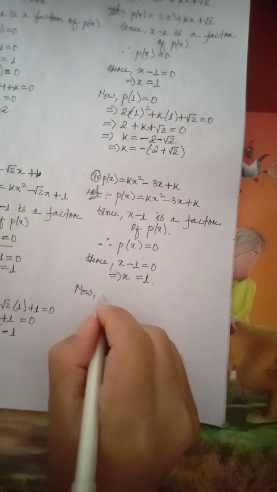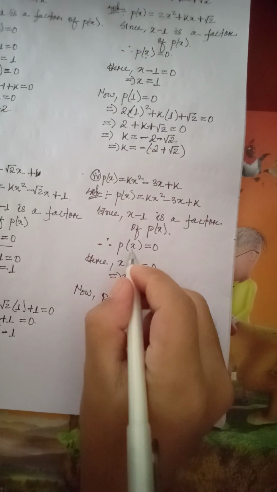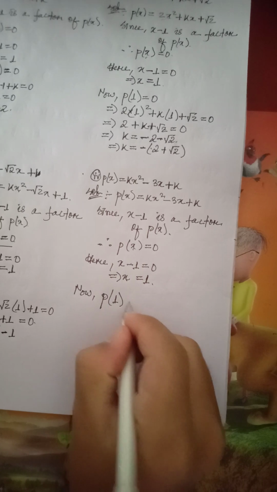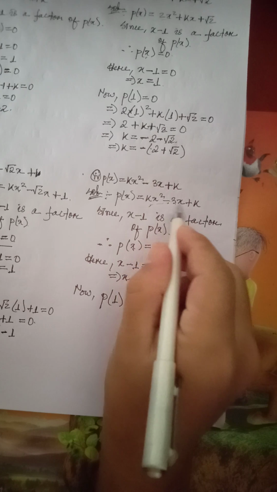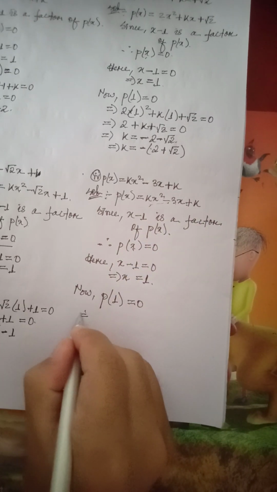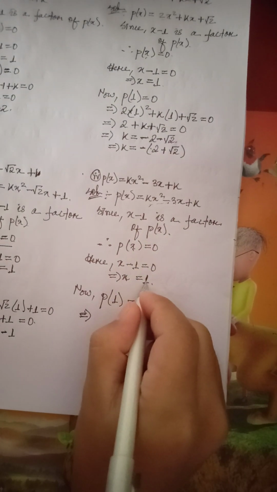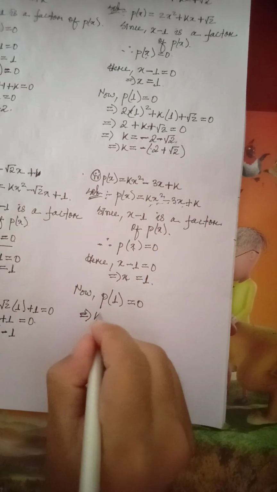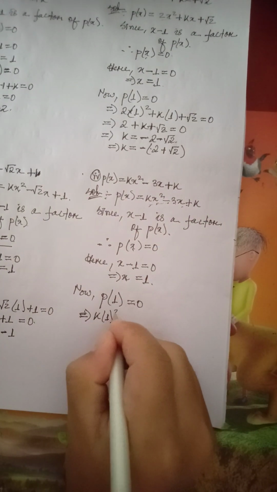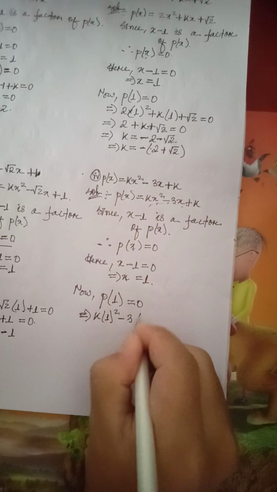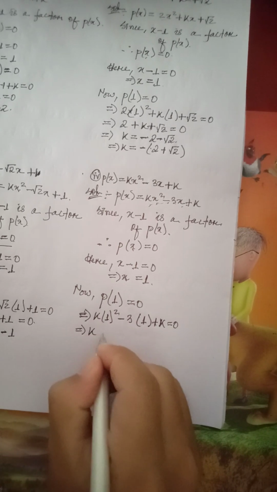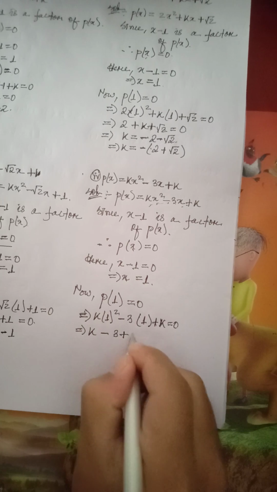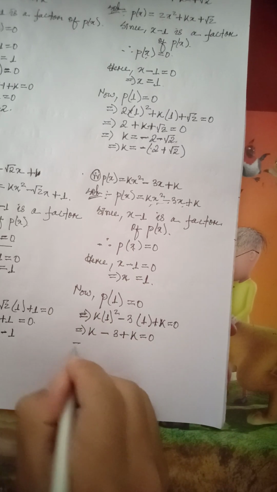Let us write now. Instead of p of x, we'll write p of 1 equal to 0. What is the value of p of x? It is kx square minus 3x plus k. Now instead of x, let us put x is equal to 1 in each of these. k times 1 square minus 3 times 1 plus k equal to 0. Now k times 1 square will give you k, 3 times 1 will give you minus 3, plus k equal to 0.